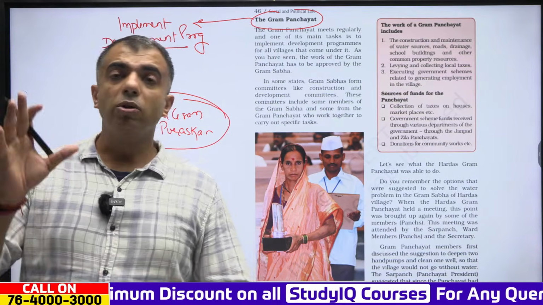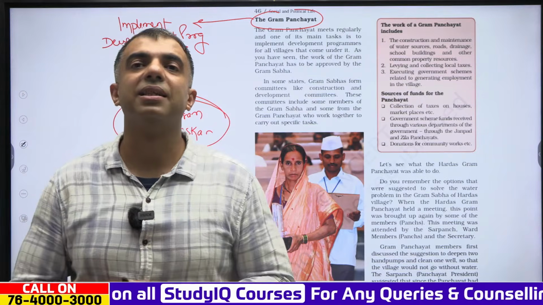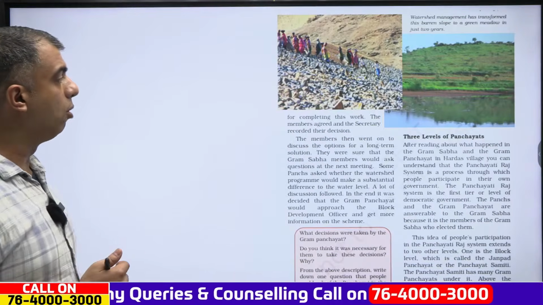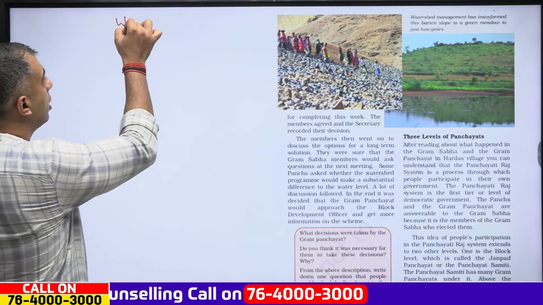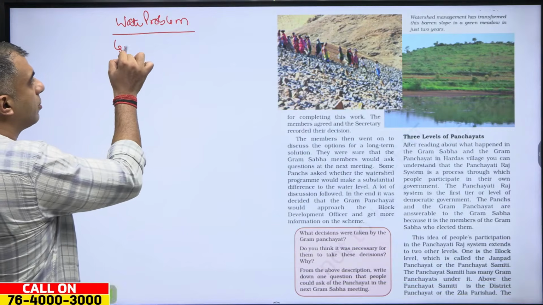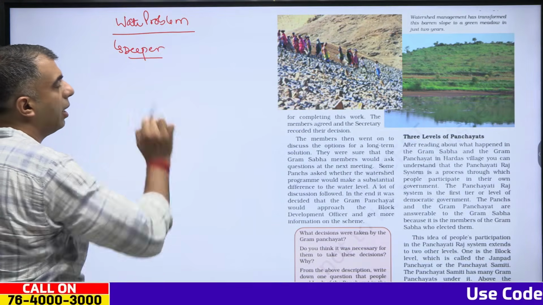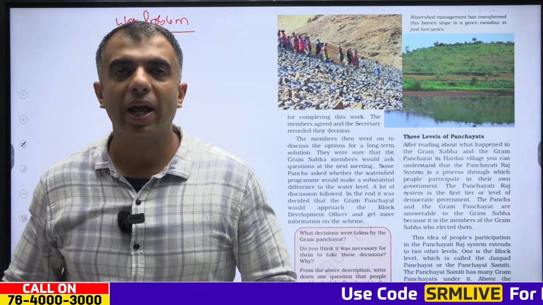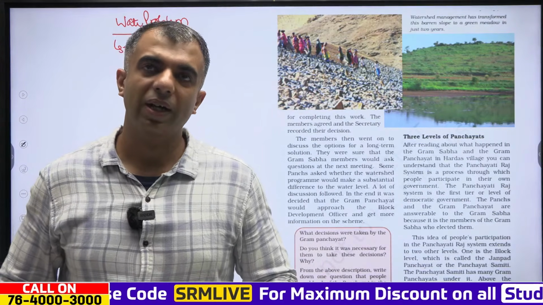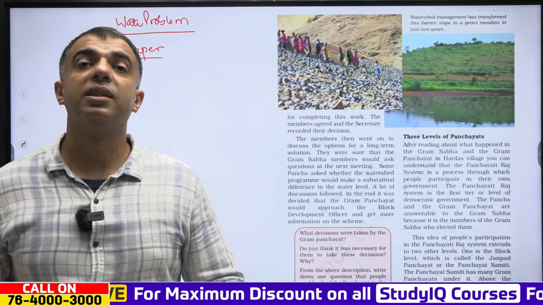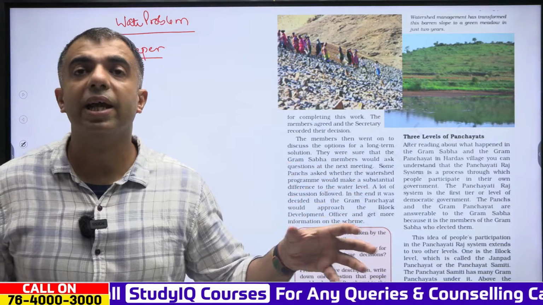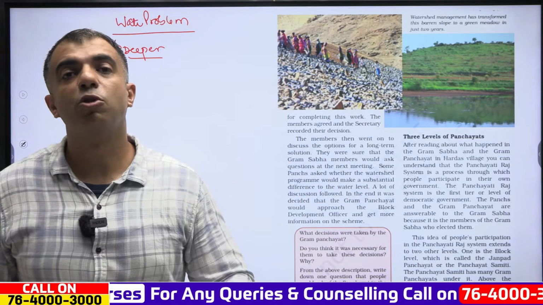Now the Gram Panchayat members first discussed the suggestions to resolve the water problem. So how does the water problem have to be resolved? In order to resolve the water problem, they decided that they would dig deep. The borewells that have been created would be dug deeper now. Clear? So this is one task that was decided by them. So deepen the hand pumps, and also clean the wells so that the village does not go without water.